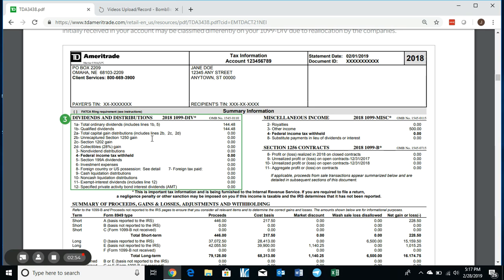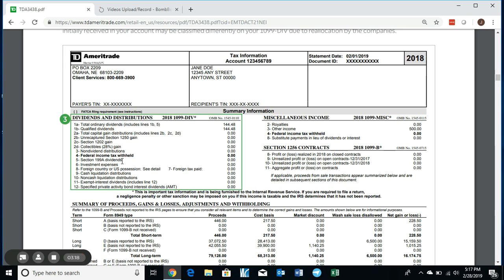Line 4 will be pretty straightforward: federal income tax that is withheld. You may or may not have requested to have a certain amount of a distribution withheld. That's where this would show up. But in this case, unless there is special treatment, you might see a 0 here. It's a way to know if there was any tax withheld from Ameritrade. And those are going to be your most important places.